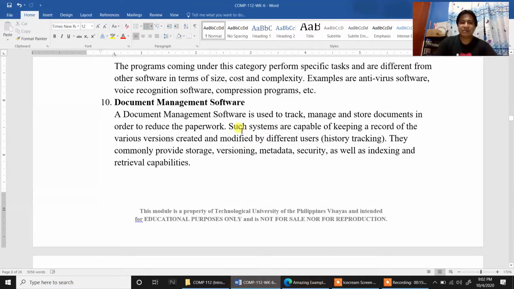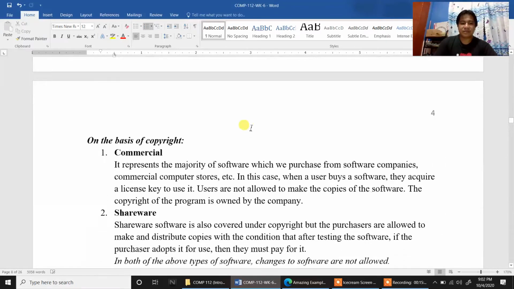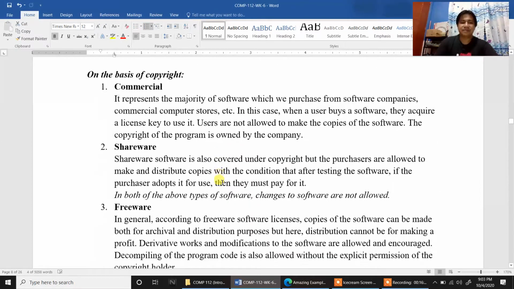Then document management software, such as metadata, security, indexing. One example is your Word, stored documents, Word files, spreadsheets, and etc. So those are examples of document management software. You can perform any different task with regards to the document. Or PDF, that is also possible.